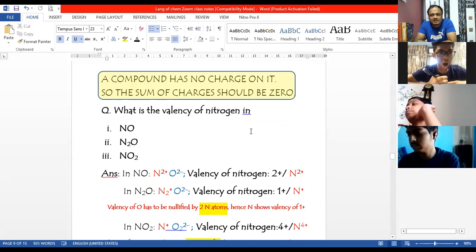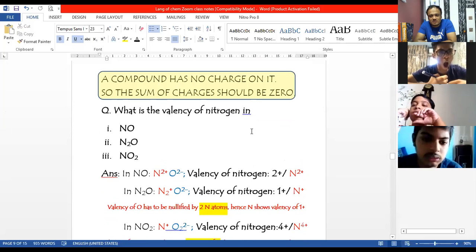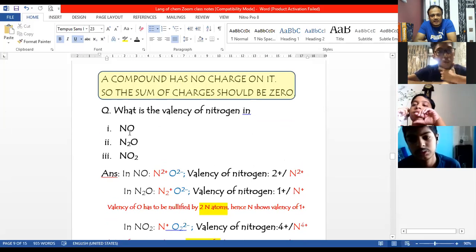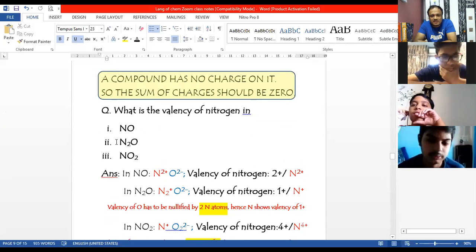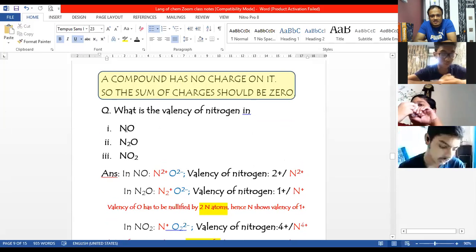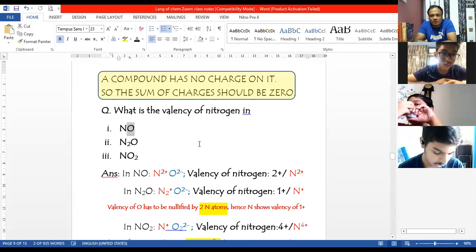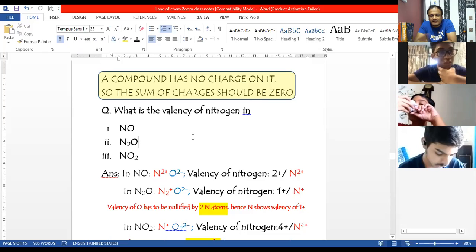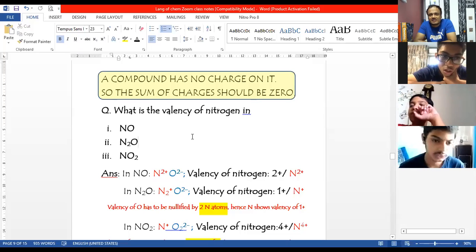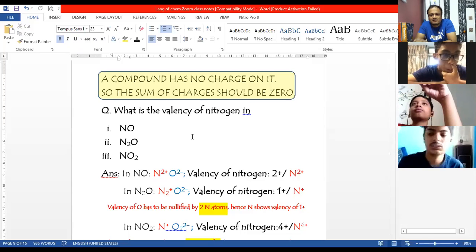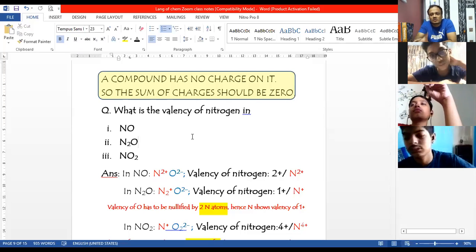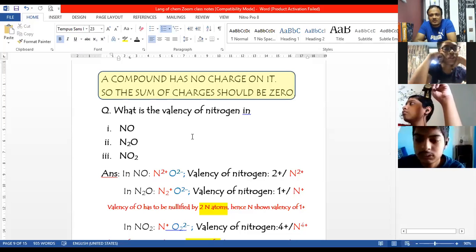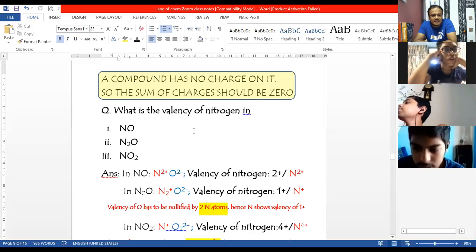That is, whenever we write a compound, we know that there is no charge associated with the compound. So that is the principle we are using in these type of questions. That is, valency of N and valency of O should cancel each other, and the net charge should be zero. So it's like basic maths. That is like x minus 2 is equal to 0. So what is the value of x? I hope you understand this way. So it's like basic mathematics.